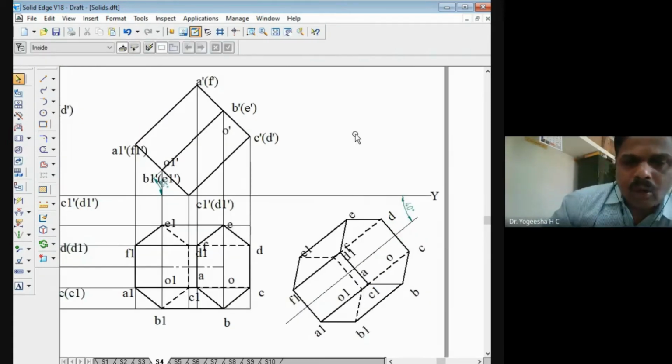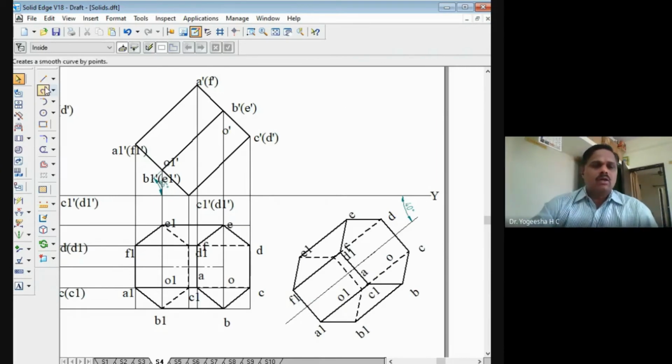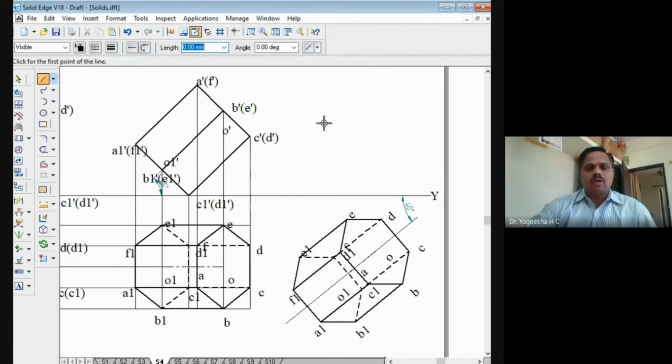Yes, it has been rotated. Let it be like that. I will not go for deleting those A1, B1, C1, etc. You can do that afterwards. I'll take a thin line now, 0.13. That is, I'll draw the projectors now.